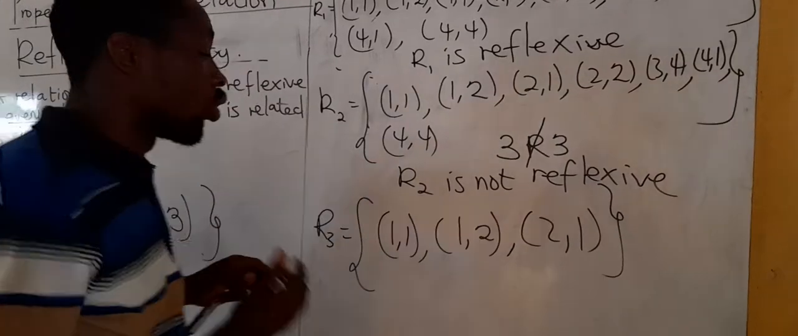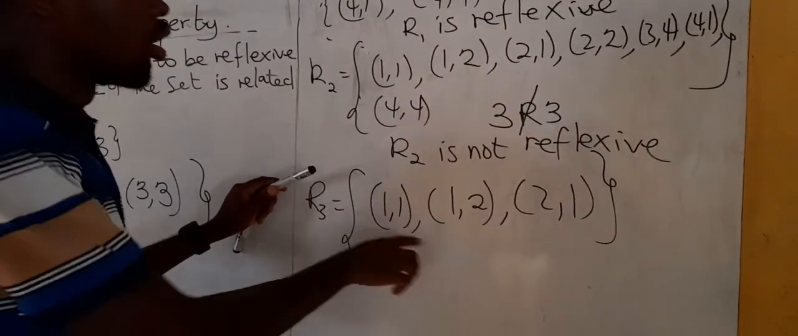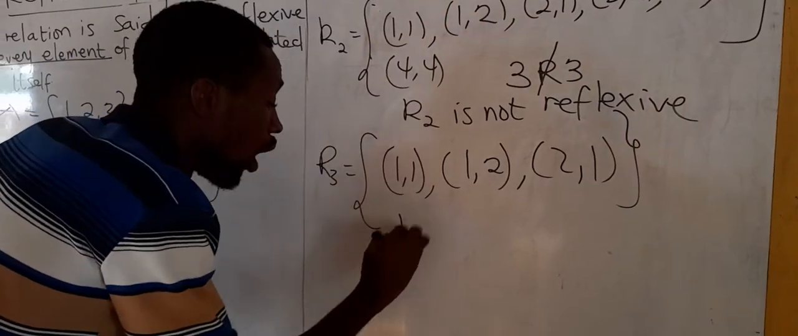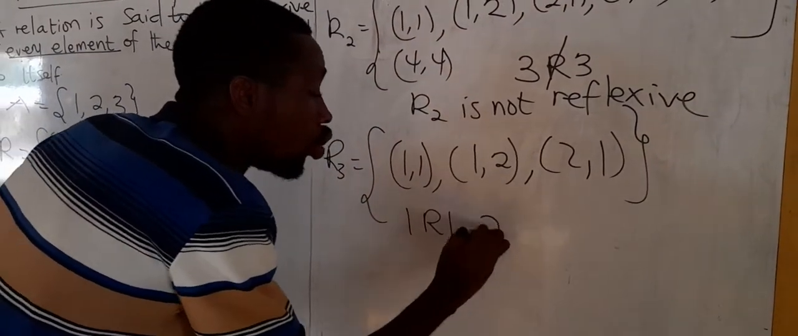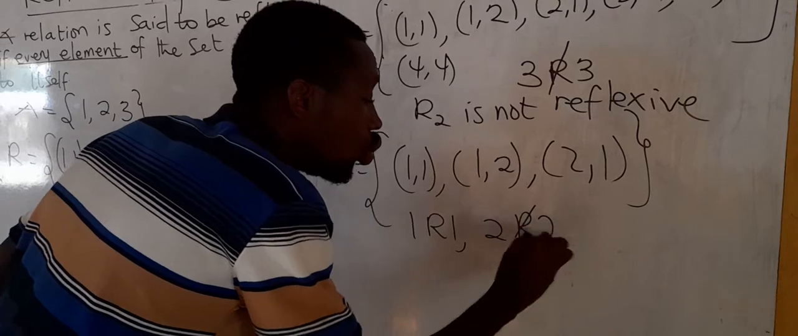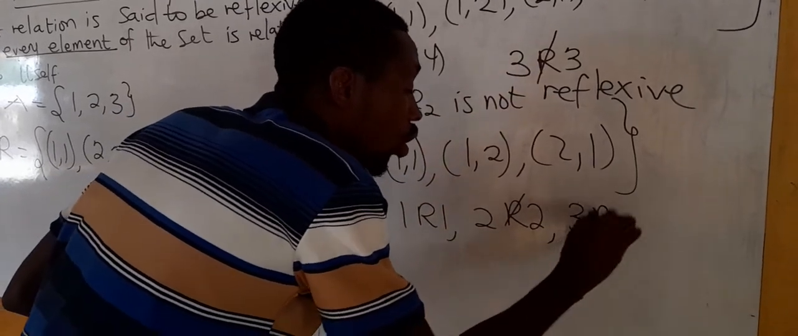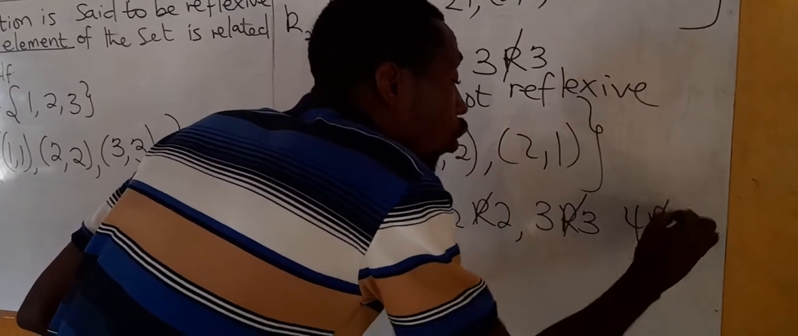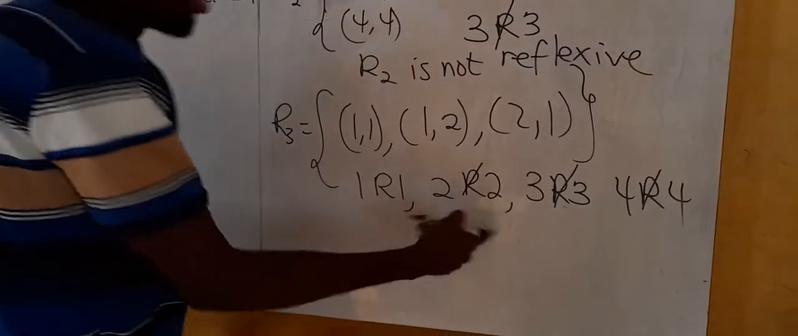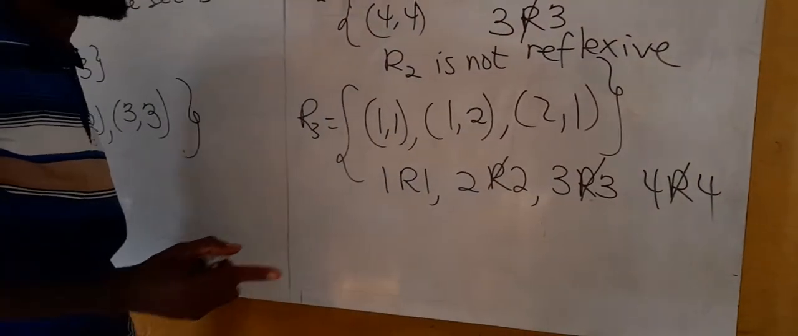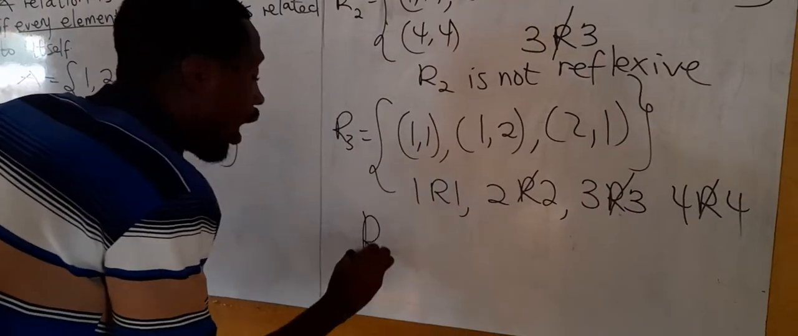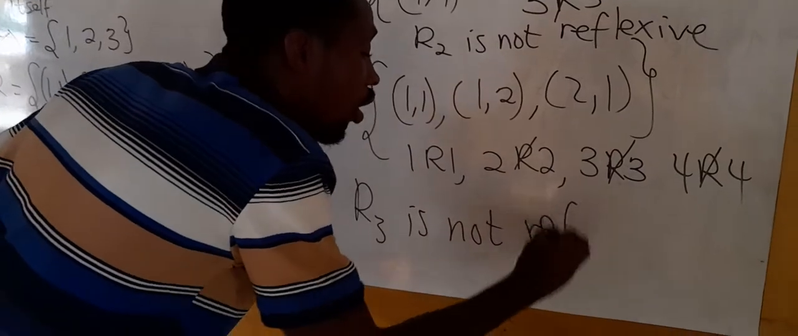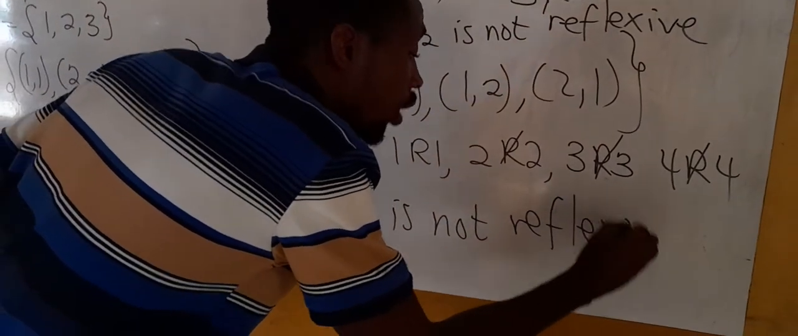Now let's check this one too. 1 relates to 1, but 2 does not relate to 2, 3 does not relate to 3, and 4 does not relate to 4. So even one failure alone is enough reason. So we say R3 is not reflexive.